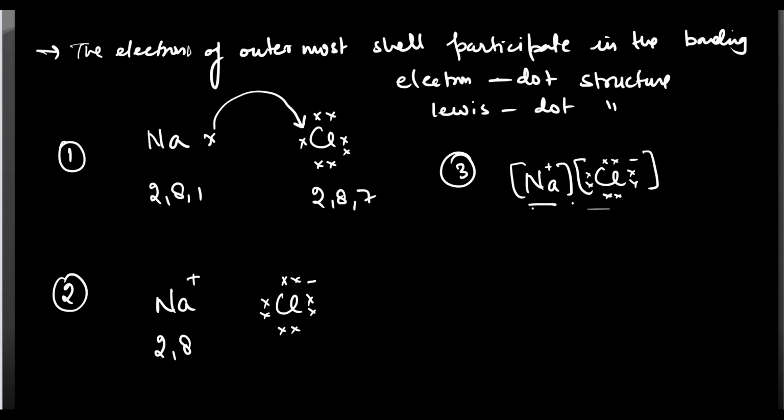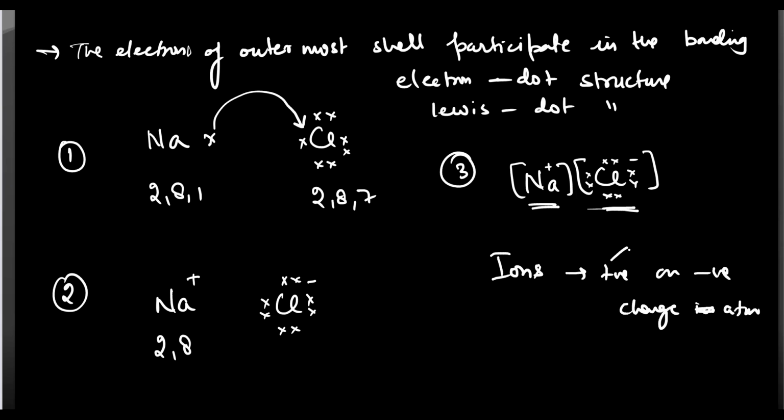Today I'm going to give you some homework, dear students. You have to read why this type of compound formed is called an ionic compound: because it is positive and negative, because these are ions. What are ions? Ions are positively or negatively charged atoms. Positively charged is called a cation, and negatively charged is called an anion.